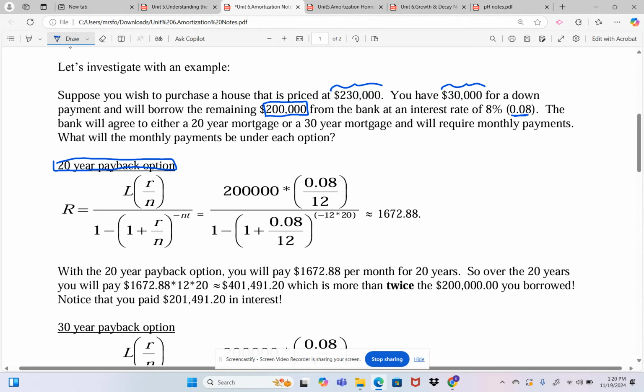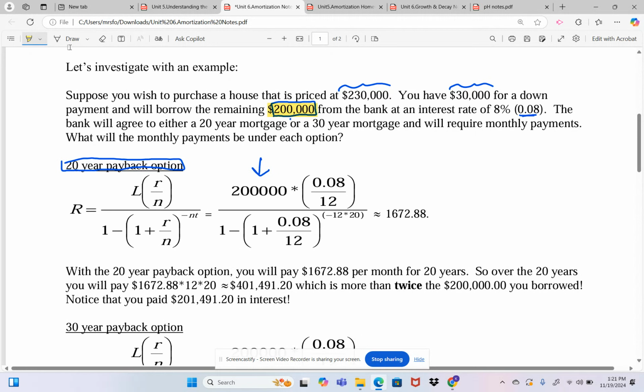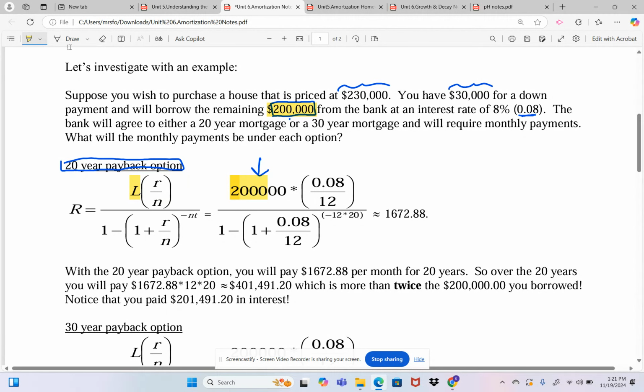So notice I put $200,000 in for the L. Why, if the house costs $230,000? Because you've already put $30,000 down. So the actual loan is only $200,000. Okay?